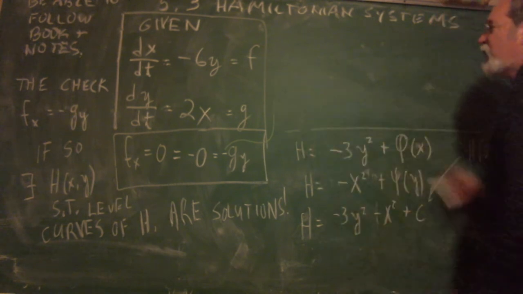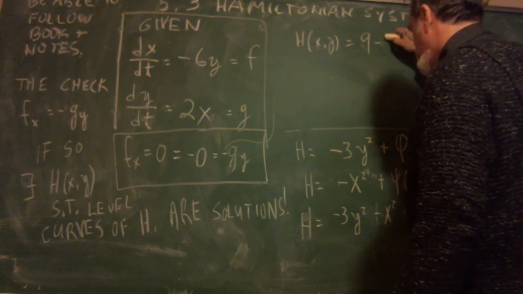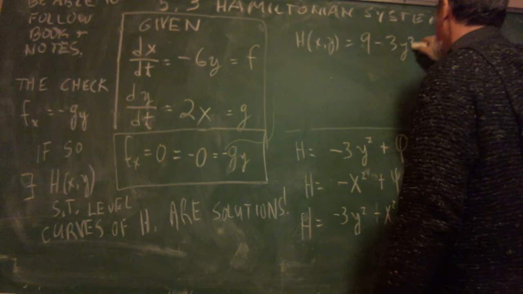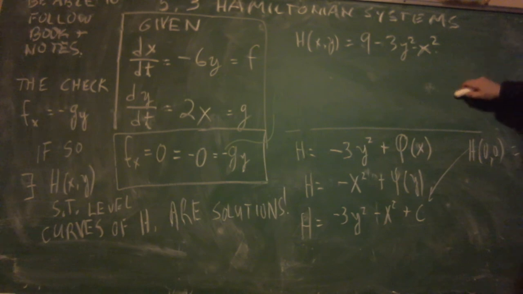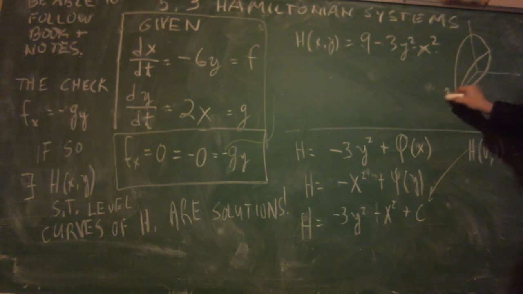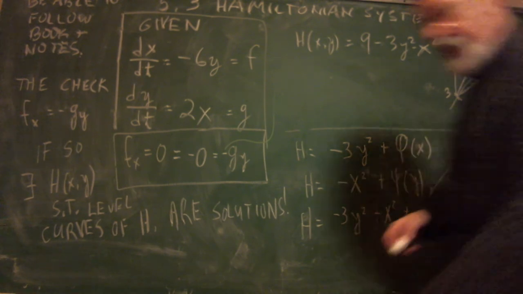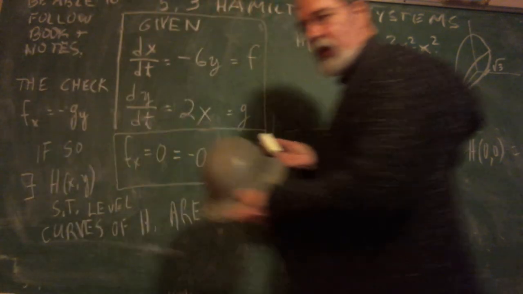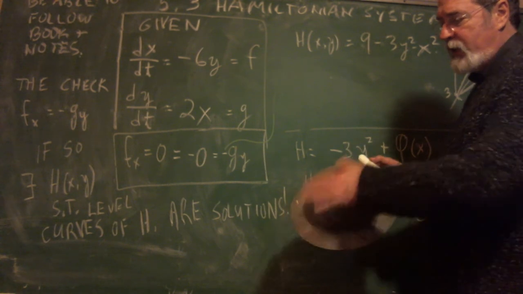And if I have h of xy equals 9 minus 3y squared minus x squared, then the surface, if you remember your Calc 3, is a paraboloid with an elliptical cross-section. And the z-axis comes down here, and there's the y, and there's the x, and this comes out to 3, and this comes out to square root of 3. That's what the surface looks like. It looks like a helmet that's not in the round. If you notice, it's longer this way than it is this way.